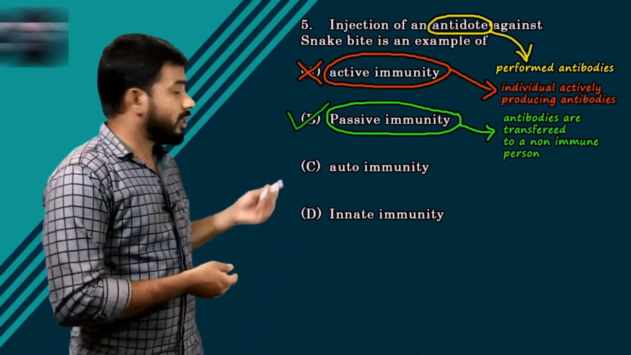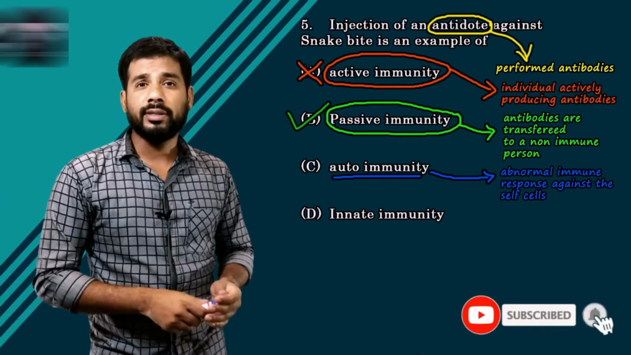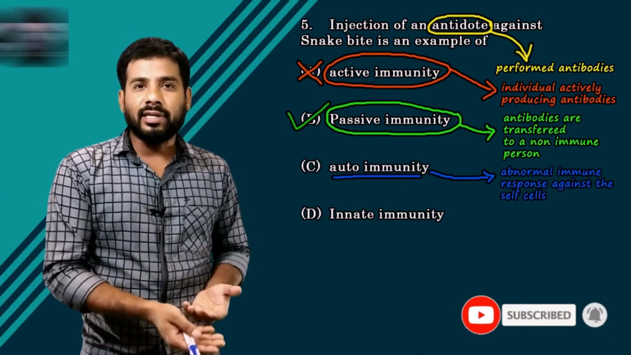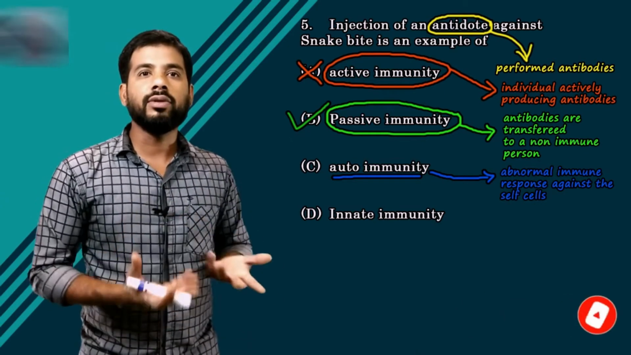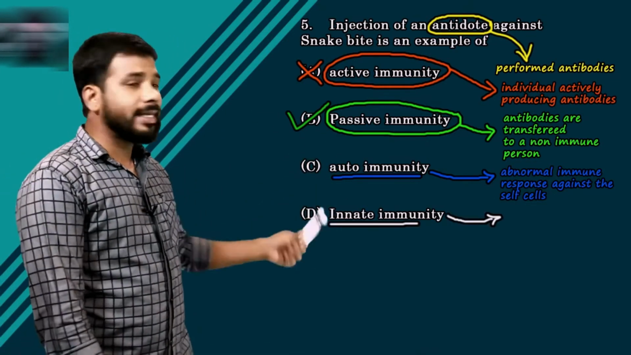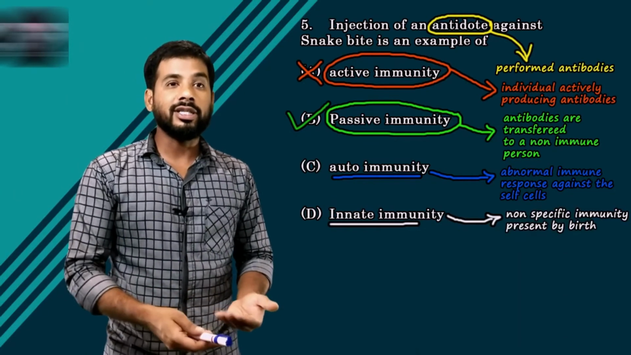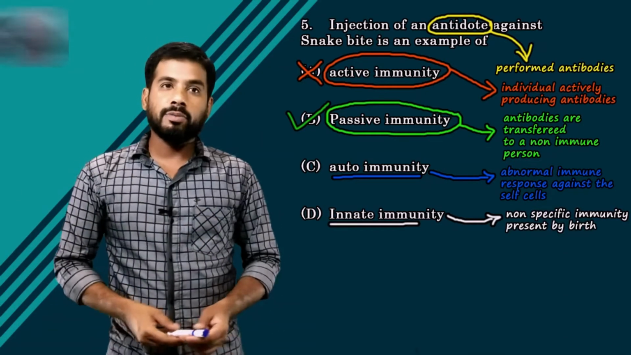Now let us have a look at the other 2 options also. What is autoimmunity? It is an abnormal immune response against the self cells. That means our antibodies kill our own cells. That is what is called autoimmunity. And next, what is innate immunity? The immunity which is present by birth, that is generally non-specific, is said to be innate immunity.